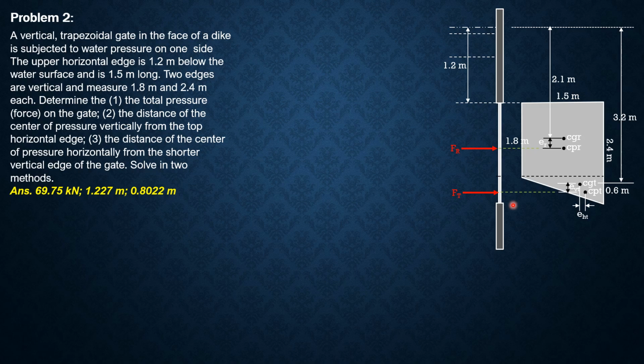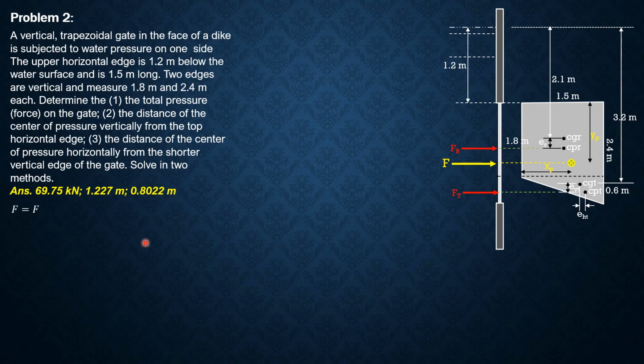For the triangular part, it's acting here. Let's call that F_T. Then for the total force, let's locate it somewhere here, and that distance is X sub P. So that's where the total force acts. The other requirement is this distance here from the top horizontal edge of the gate, Y sub P.